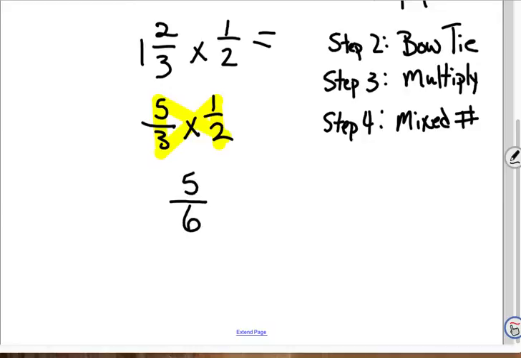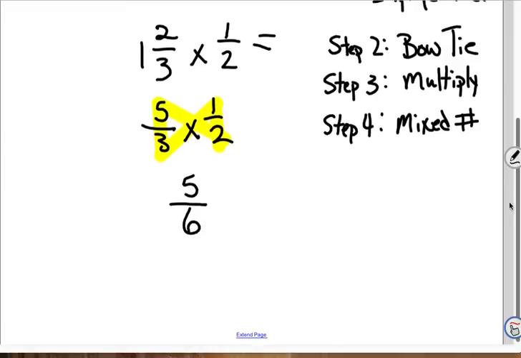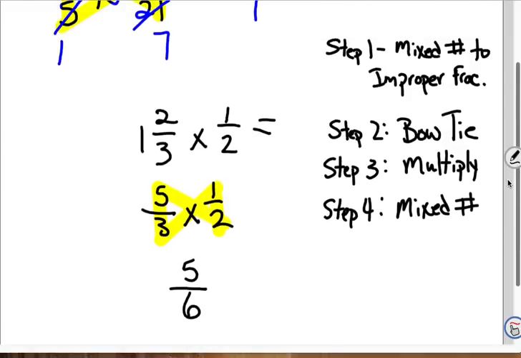But that's my process. Step 1, change all mixed numbers to improper. Step 2, bow tie. 3, multiply. And 4, go back to mixed numbers if needed. 1, 2, 3, 4. Those are your steps. And if you every time thought that process through, is that going to help you get a correct answer? Chance. What's step 1? Step 1, turn mixed numbers into improper. Mixed number to improper fraction. That's step 1.